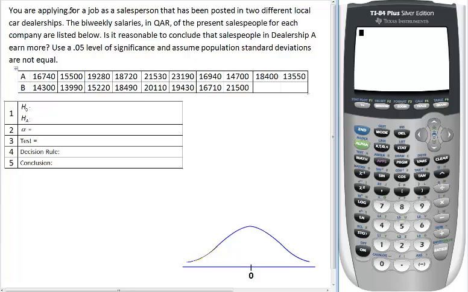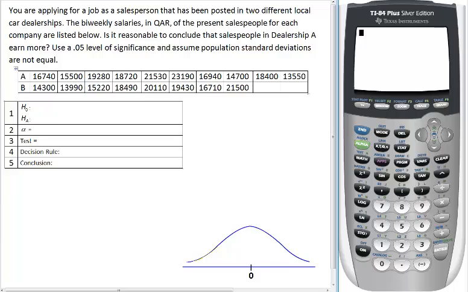You are applying for a job as a salesperson that has been posted in two different local car dealerships. The bi-weekly salaries in dollars of the present salespeople for each company are listed below. Is it reasonable to conclude that salespeople in dealership A earn more? Use a 0.05 level of significance and assume the population standard deviations are not equal.